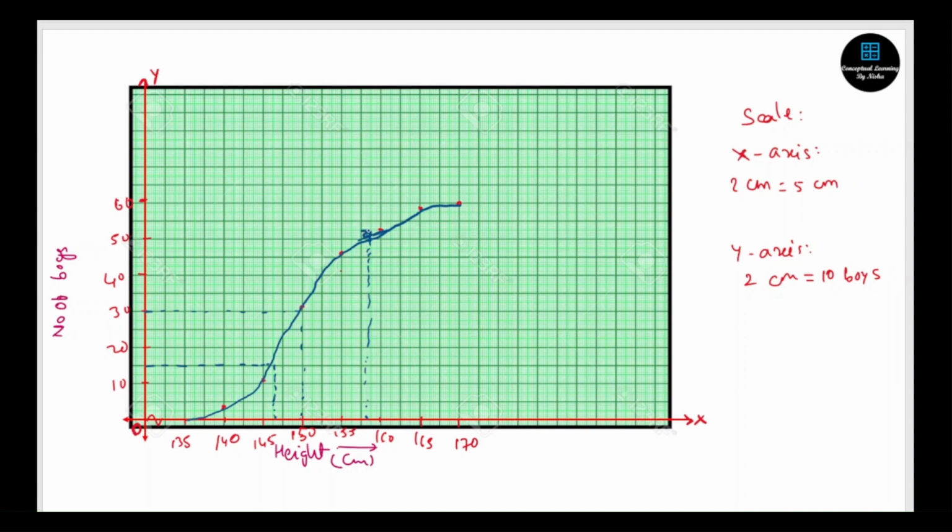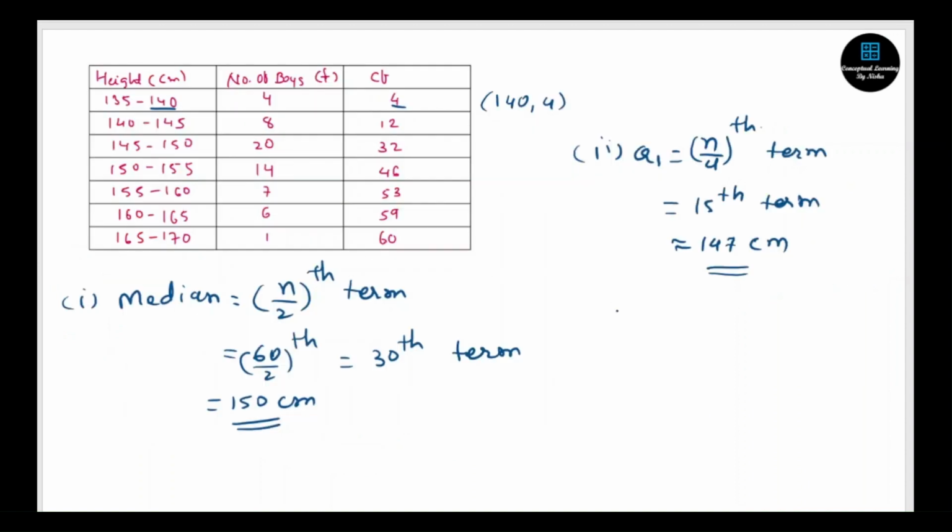So I can read this value as 51, and now you have to subtract it from 60. So the number of tall boys are nothing but 60 minus 51, and you will get 9 boys. Correct? So this is how we'll get the answers for this. Perfect? Okay.